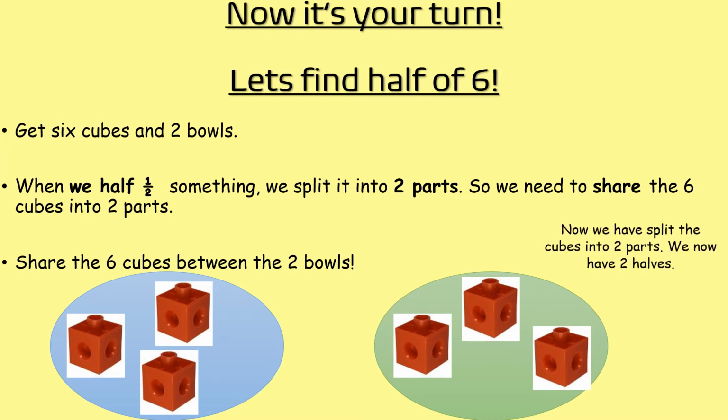So now we've split the cubes into 2 parts. We've shared them out into 2 parts. Now we have 2 halves. We've got one half here and one half here. I can do my half sign. So there's half of the cubes in the green group, and half of the cubes are in the blue group. If we put those cubes all back together, we'd have our whole. We'd have 6 cubes again. But we have shared them out into 2 groups, so we've halved them.